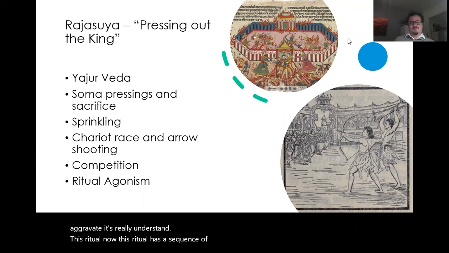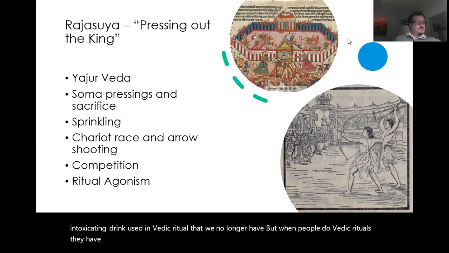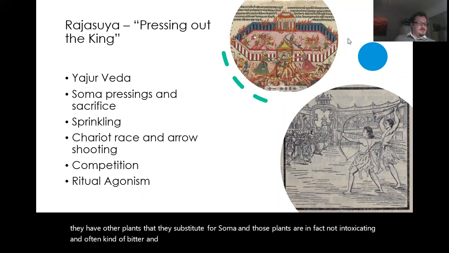Now, this ritual has a sequence of soma pressings. Remember, soma is the divine intoxicating drink used in Vedic ritual that we no longer have. When people do Vedic rituals, they substitute other plants for soma, and those plants are, in fact, not intoxicating and are often kind of bitter and pretty nasty.